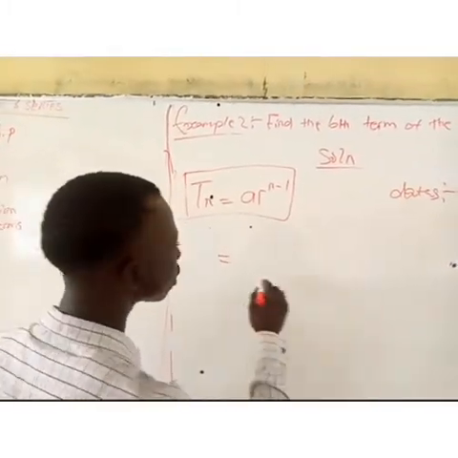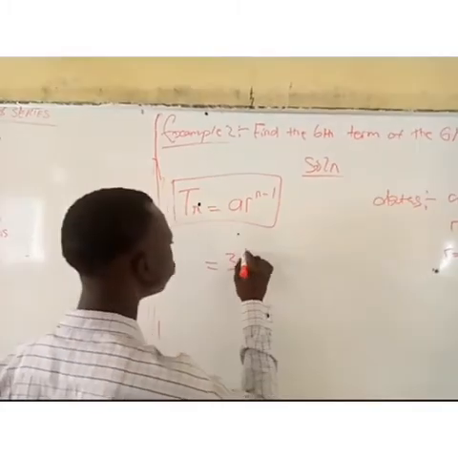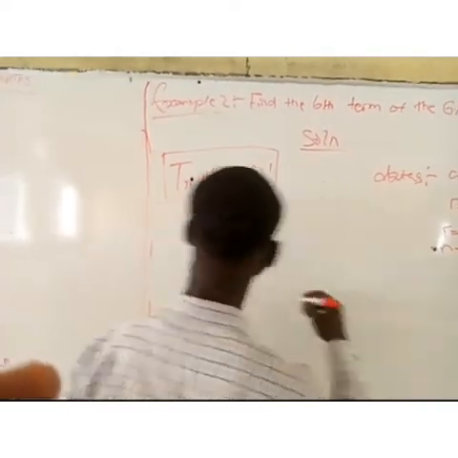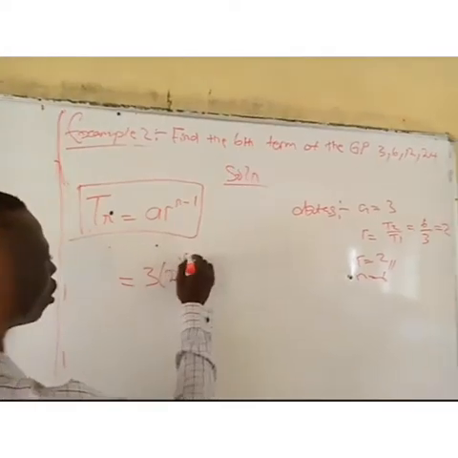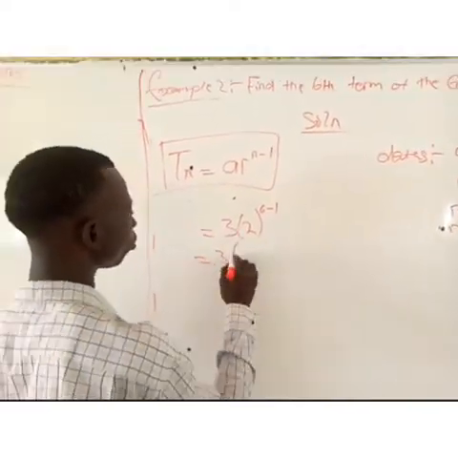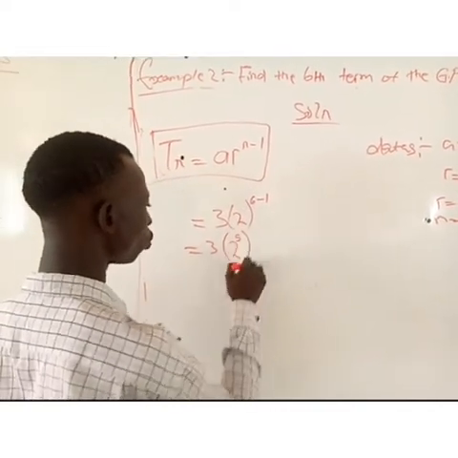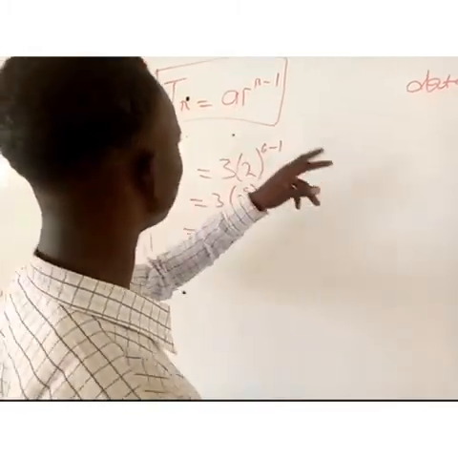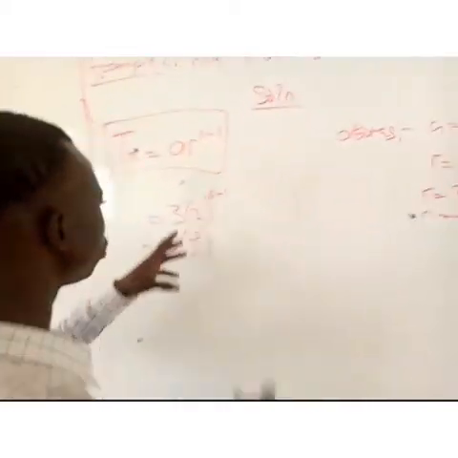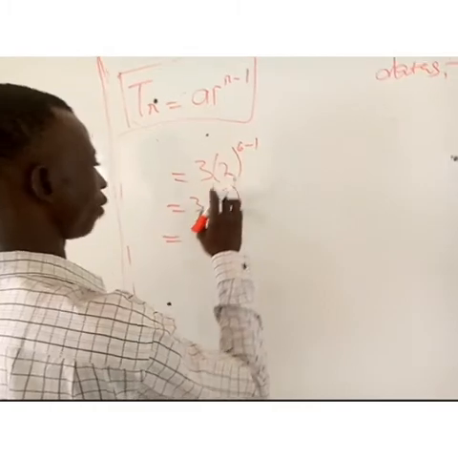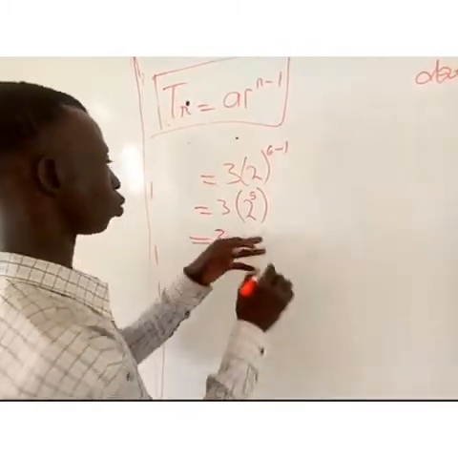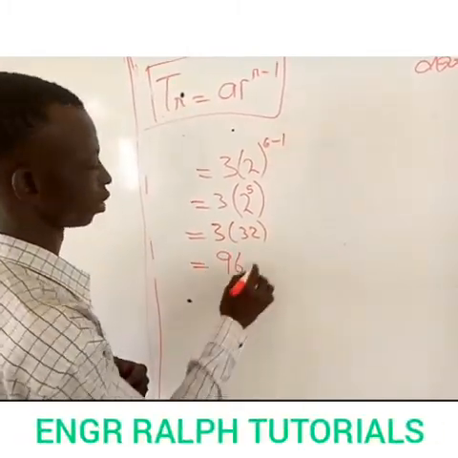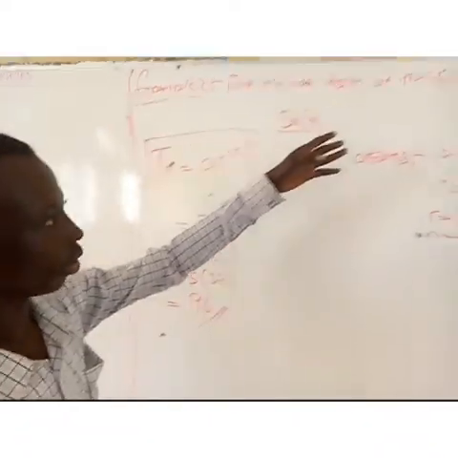Tn is equal to what? The first term is 3, our common ratio is 2, open bracket n. For the sixth term, n is 6, so n minus 1 is 6 minus 1, which is 5. So 3 times 2 to the power of 5. 2 to the power of 5 is 32, right? So 3 times 32 is 96. This is the sixth term of this GP.